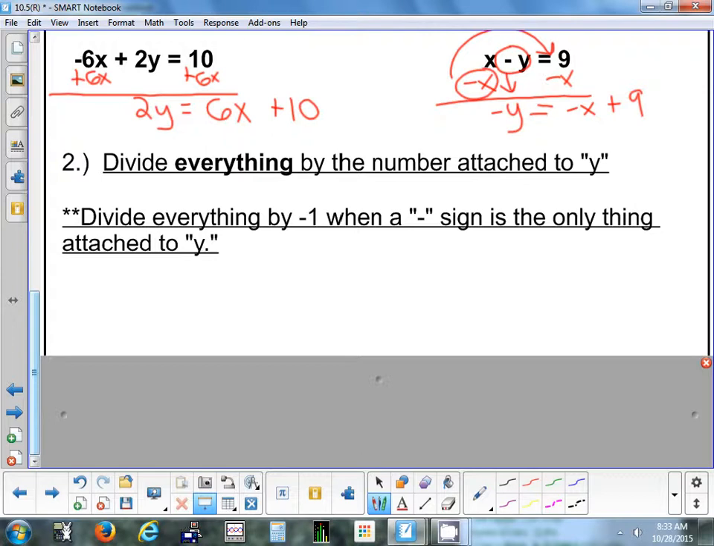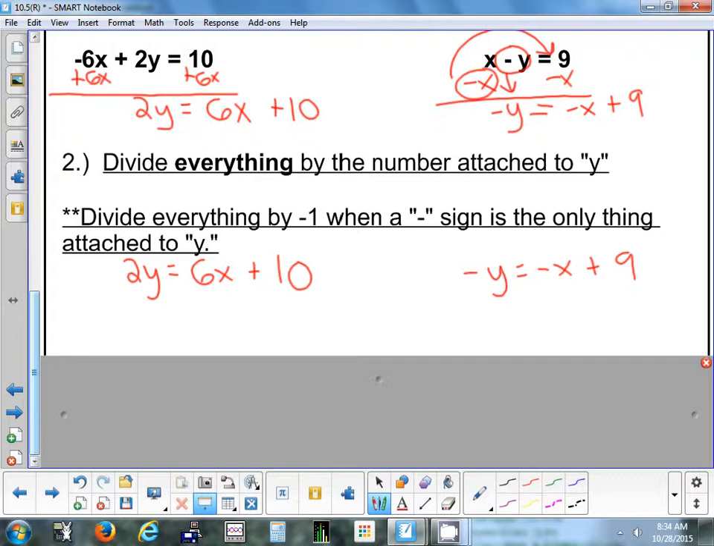So, what I'm going to do, I'm going to take what I got, how I finished off step 1, and I'm going to bring it down to start step 2. So this is what I was left with: 2y equals 6x plus 10, and I got negative y equals negative x plus 9. So step 2 says divide everything by the number attached to y. So for this example here on the left-hand side, what do I have to do? Who can tell me?